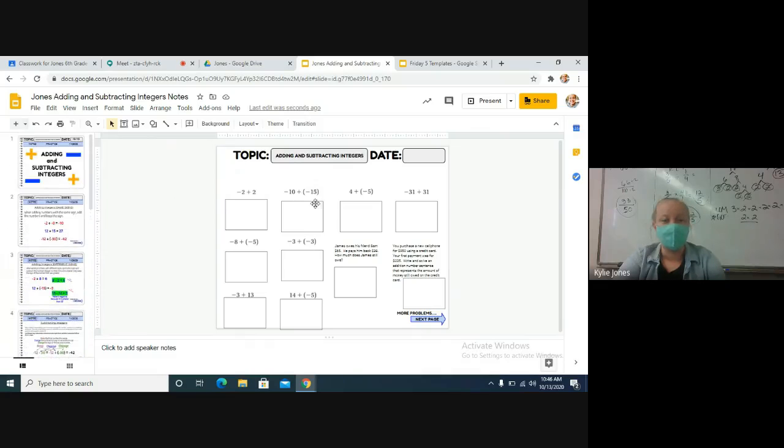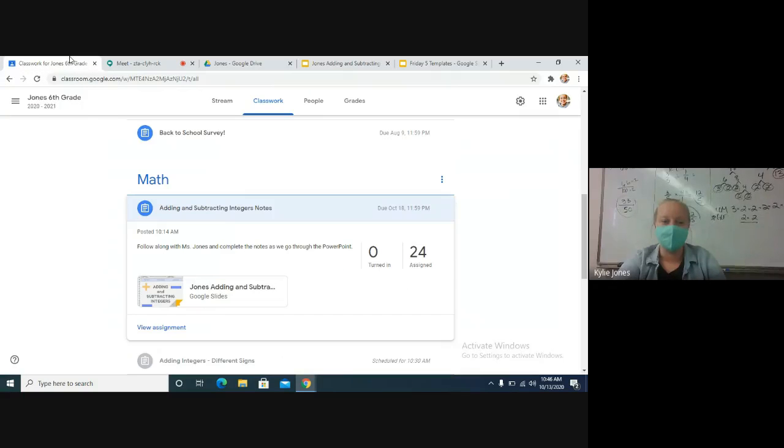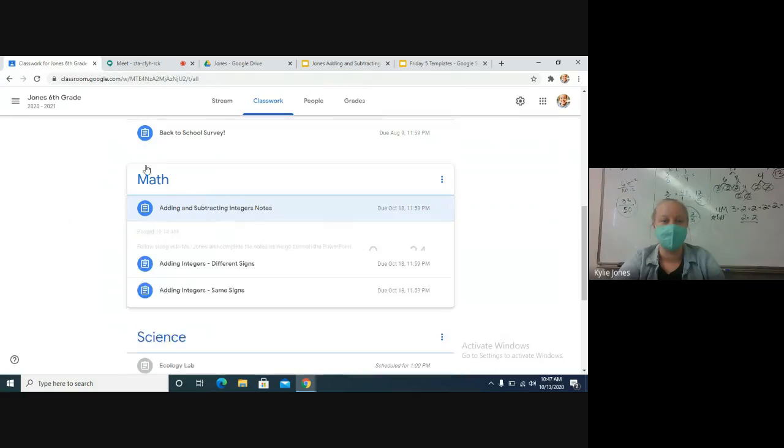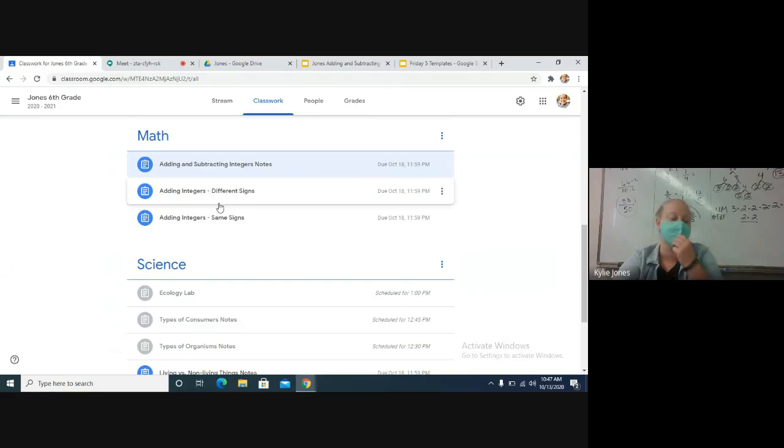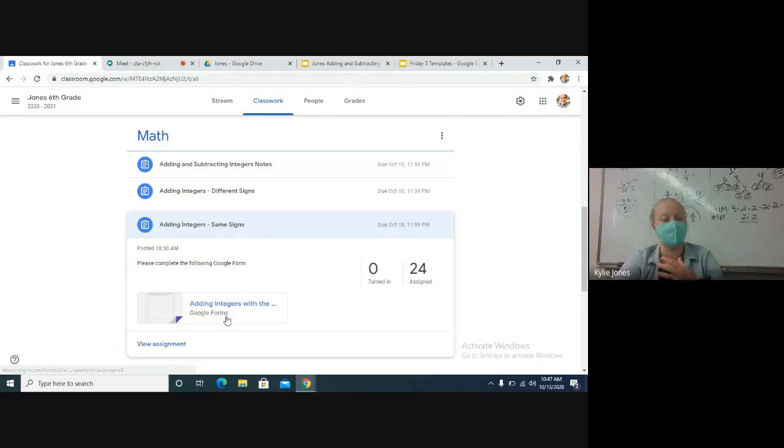For now, I would suggest leaving open your notes right here so that you can look at slide number 2 and slide number 3, because on Google Classroom, while we were doing that, there were 2 assignments posted. The first one is adding integers with the same sign. The second one is adding integers with a different sign. Both of them are 6 questions each, so overall you have 12 questions that you need to do.